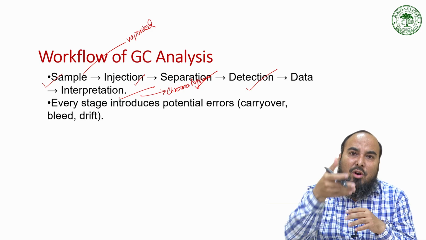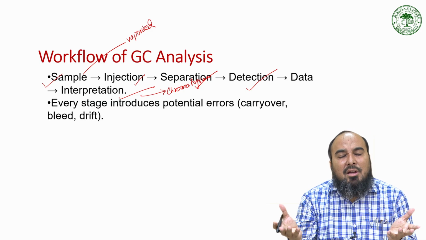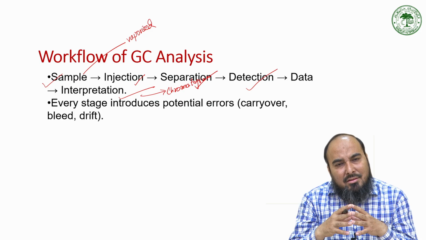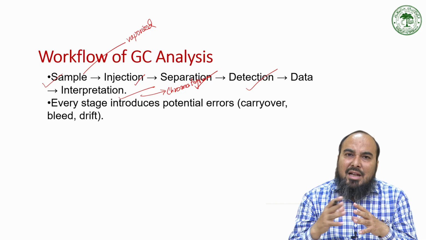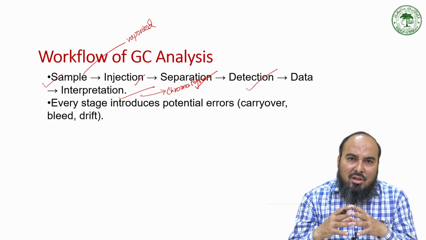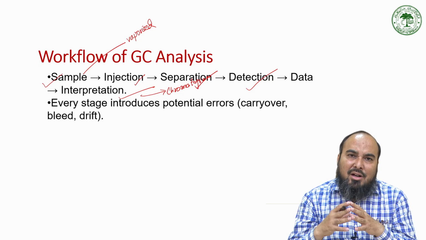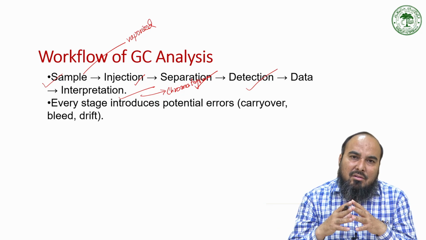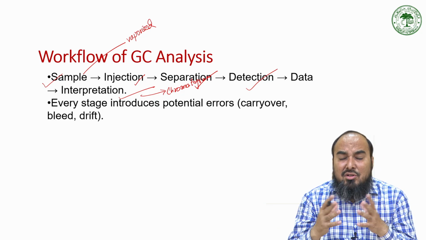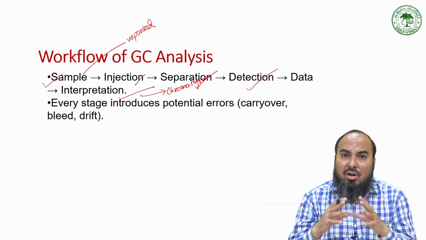For example, if you have overloaded your column, then your efficiency will be compromised. You do not get proper resolution. Or for example, if the interaction of the solute is too much, then adsorption also occurs and tailing will happen. So every time you have to select, there are chances of error on every step.